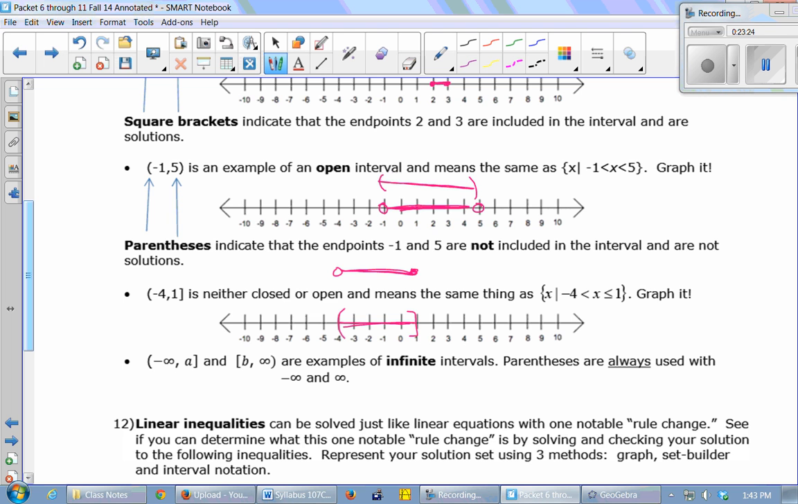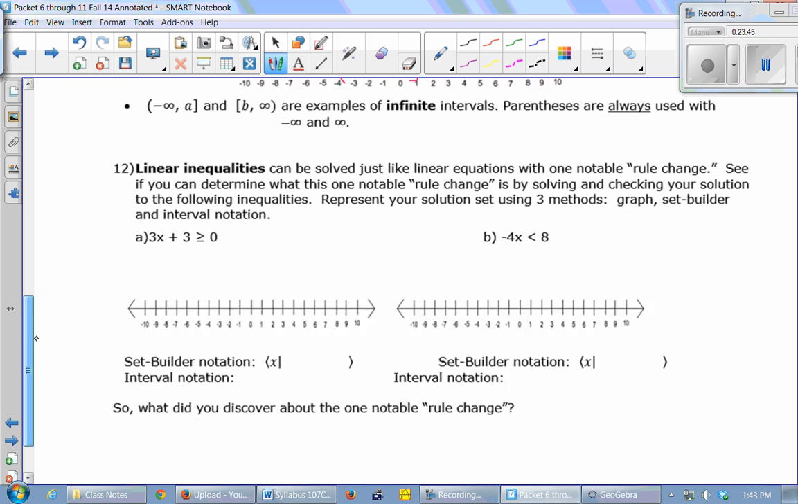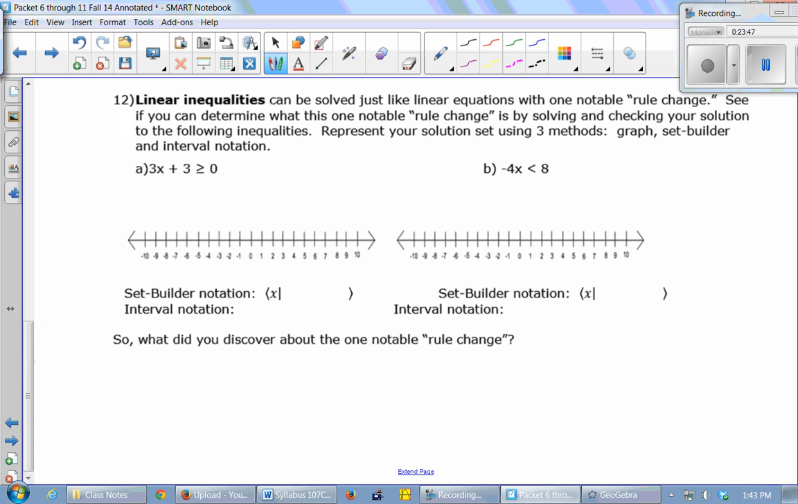When you're talking about infinity all the way to the left, you use a negative infinity. All the way to the right, you use positive infinity. We always use parentheses on infinities because you can't get there, which means it's not in the set. Okay, so this is just some notation that's going to help us answer linear inequality problems.